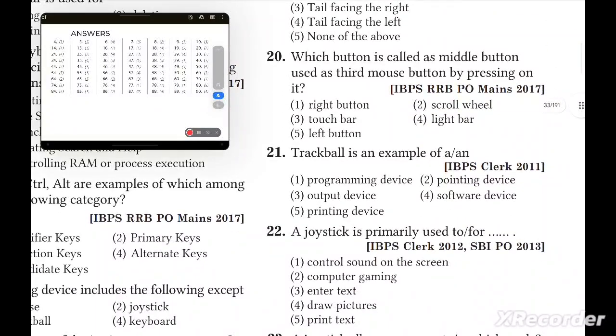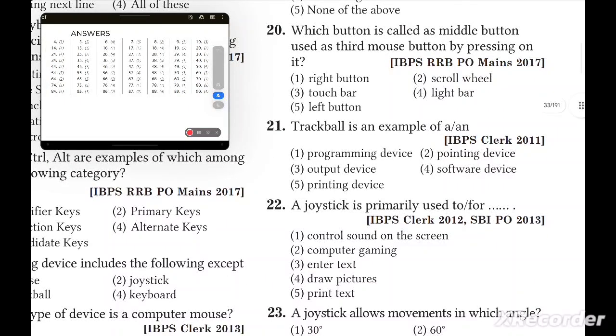Next question. Which button is called the middle button, used as the third mouse button by pressing on it? First, right button. Second, scroll wheel. Third, touch bar. Fourth, light bar. Fifth, left button. The correct answer is second, scroll wheel.